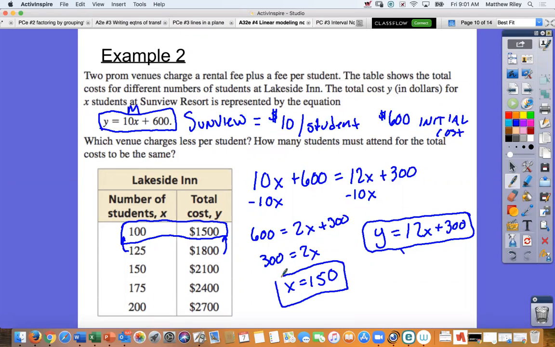So again, don't leave it as x equals 150. Make sure you answer the question. So how many students must attend for the cost to be the same? 150 students. Now I could say, what would that cost be? Well, I could either look at this table and say the cost would be 2,100. But make sure that your answer makes sense. So if I plug in 150 back up here, 150 times 10 is 1,500 plus 600 is 2,100. The costs are in fact the same.